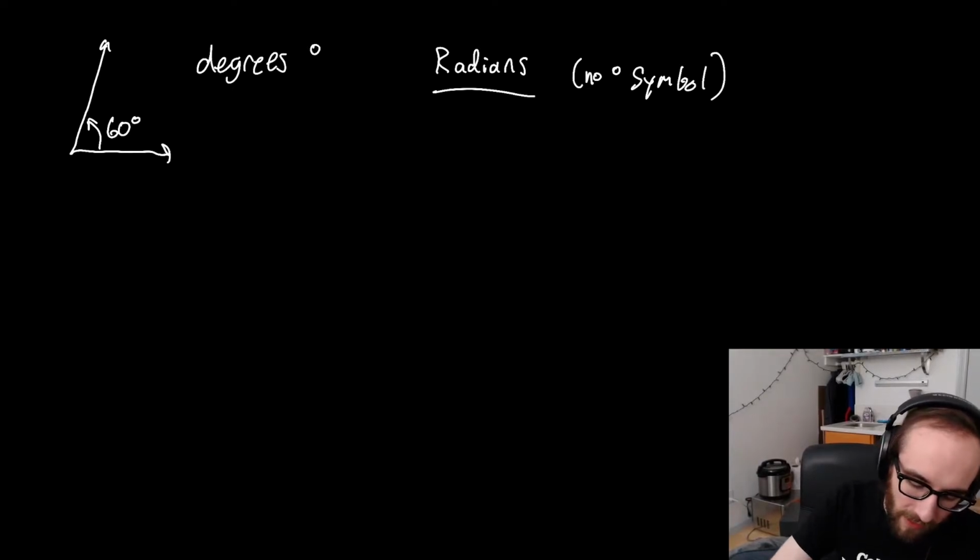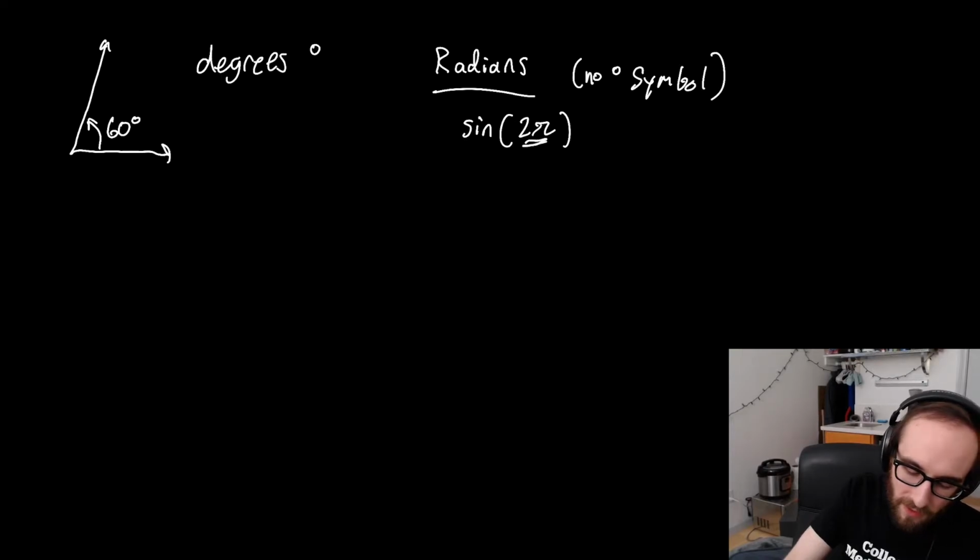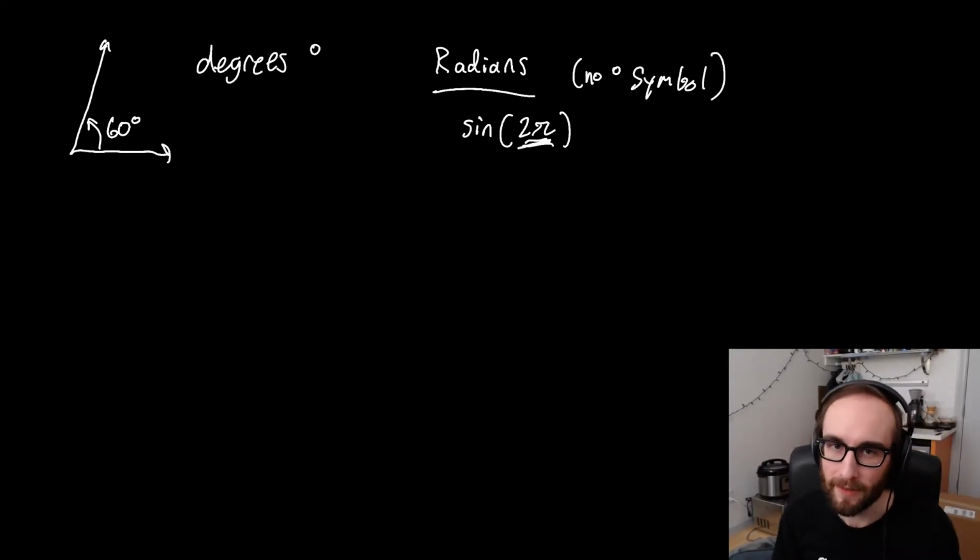And you'll know it's a radian if there's no degree symbol. So if you see something like sine of 2 pi, here we don't have a degree symbol inside. So we would assume that this is in radians. This is an angle measurement in radians.